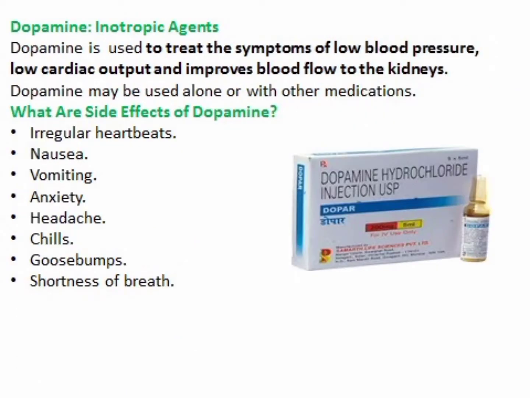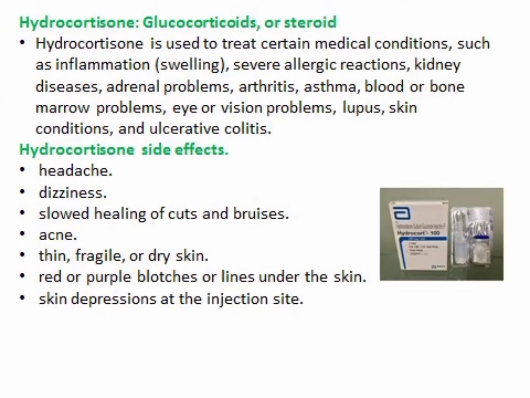Next is dopamine. Dopamine is an inotropic drug. Dopamine is used to treat the symptoms of low blood pressure, low cardiac output and to improve blood flow to the kidneys. Dopamine may be used alone or with other medication. The side effects of dopamine are irregular heartbeats, nausea, vomiting, anxiety, headache, chills, goosebumps and shortness of breath.